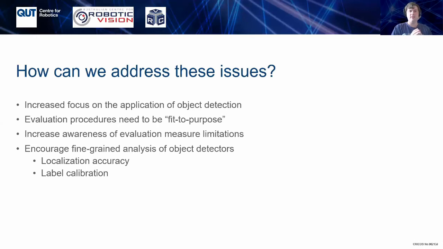I would encourage the fine-grained analysis of object detectors, looking at the specific tasks inherent within object detection, aka localization accuracies and label calibration. The truth of the matter is we could possibly do with reassessing exactly what evaluation measures we do and do not use for object detection, both alongside and instead of MAP for certain given applications.